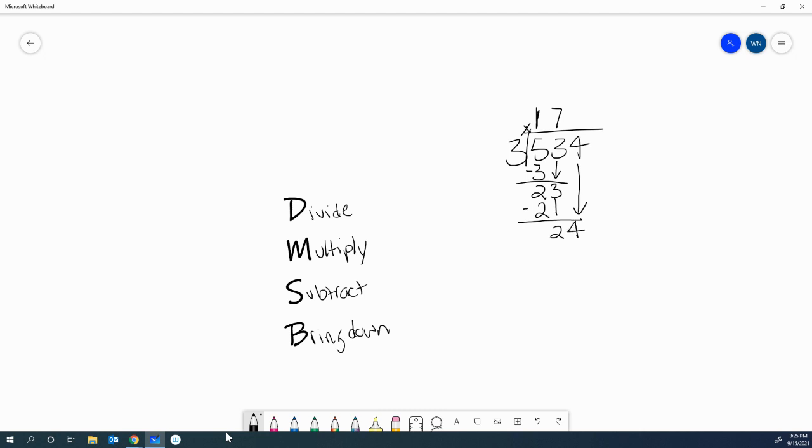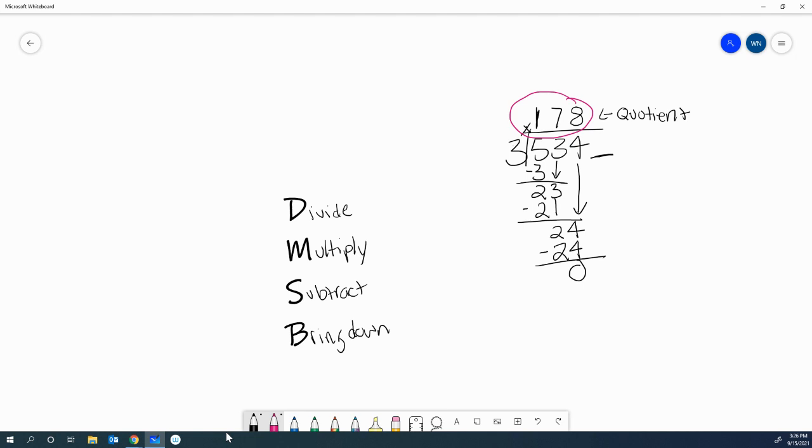Now we're going to divide again. 24 divided by 3. How many times can 3 go into 24? Our answer is 8. Remember, 8 goes up top in the quotient because it's part of the answer. The 8 does not go under the 24. What goes under the 24 is our next step when we multiply. 8 times 3 is 24. Time to subtract. Our answer is 0. And there's nothing else to bring down. So the answer, or the quotient, to this division problem is 178.